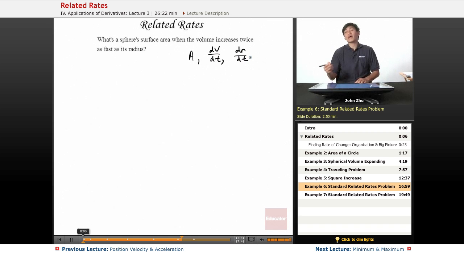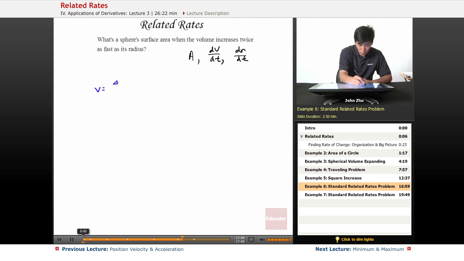So we're going to probably have to take some derivative of the volume. So what is the volume of a sphere? Well, the volume of a sphere is just 4 over 3 pi r cubed. And the area is 4 pi r squared, and we know this from our previous example. So we're looking for the surface area when the volume increases twice as fast as the radius. So let's take the derivative of the volume. So dV/dt equals 4 pi r squared dr/dt.